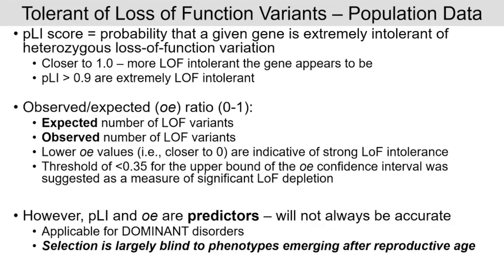These scores are also mostly only applicable for dominant disorders, and really only applicable for diseases that would emerge post-reproductive age. Again, this is because gnomAD makes an effort to exclude severe pediatric onset diseases, but not adult onset. So if your disease would not impact reproductive health, you would not expect to see an absence of these types of variations within the population databases.